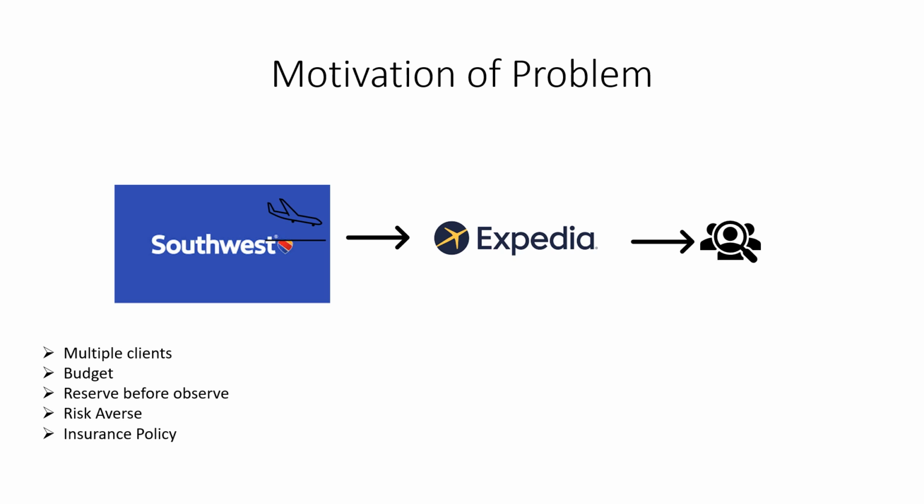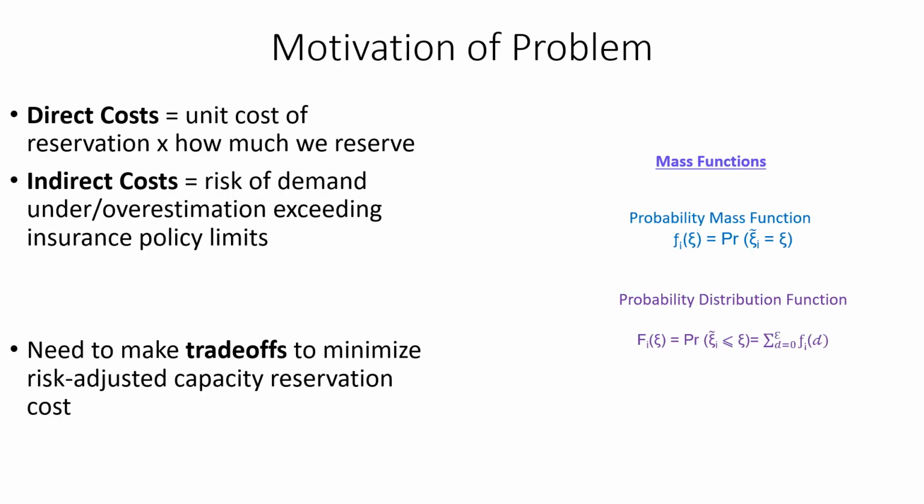Given a budget, we need to reserve units of capacity before observing random demand. We want to satisfy demand but exhibit risk aversion, so we secure an insurance policy. In order to minimize our loss from the uncertain outcome that actual demand mismatches what we reserve, this policy offers a window of protection. Our direct cost is capacity allocation.